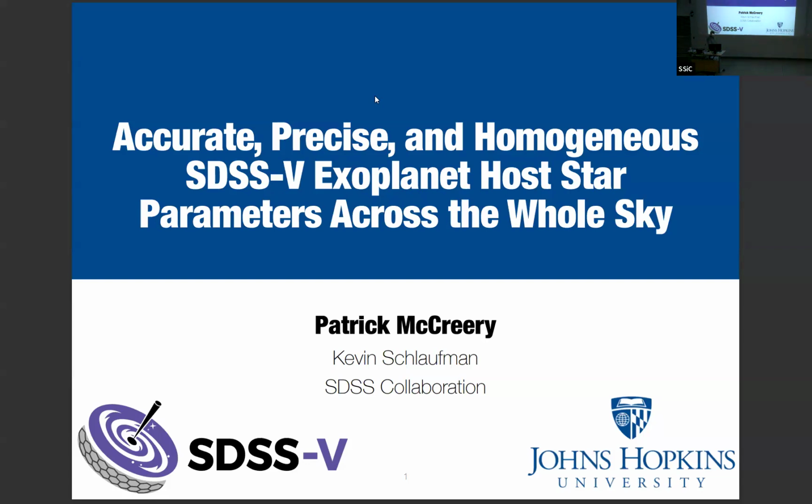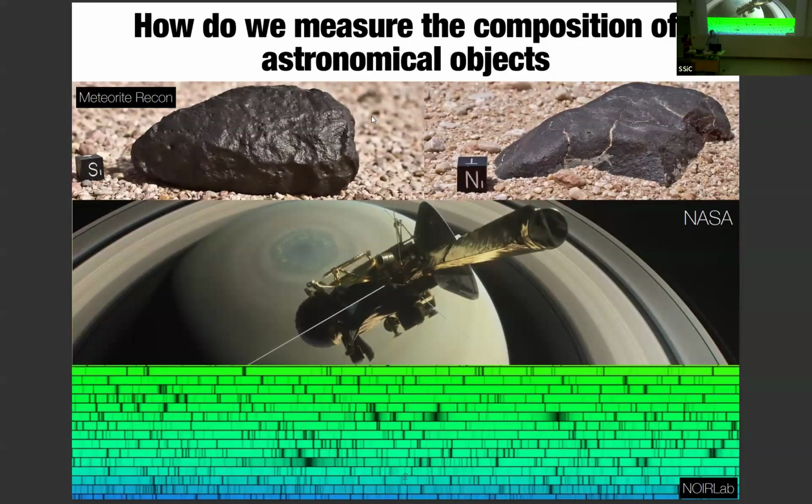To begin, I wanted to motivate this by considering: how do we measure the composition of astronomical objects? There are a few different ways we could do this, one of which is using meteorites, which are essentially delivered to us, and we can measure their composition and properties so that we can understand something about the astronomical object that we are studying.